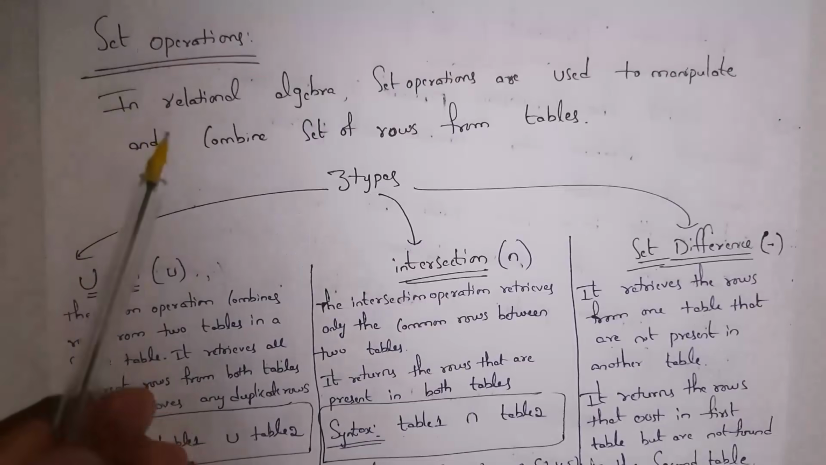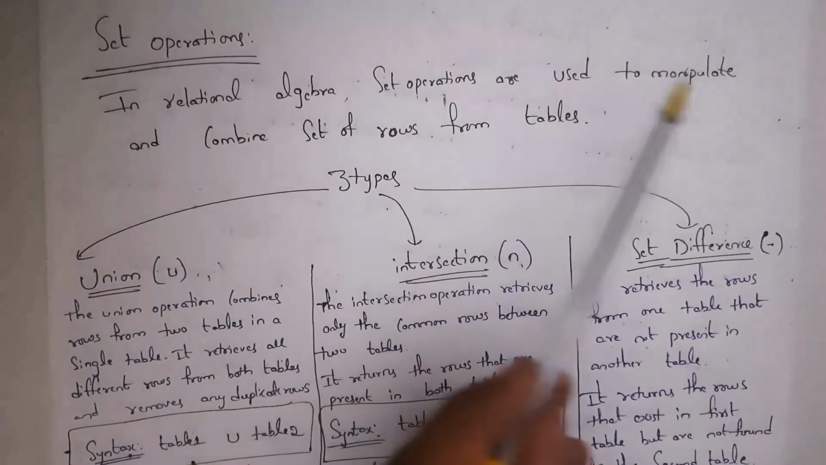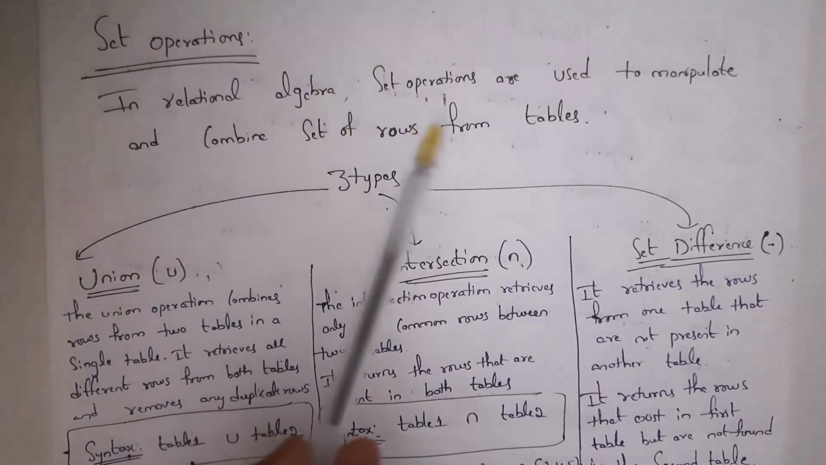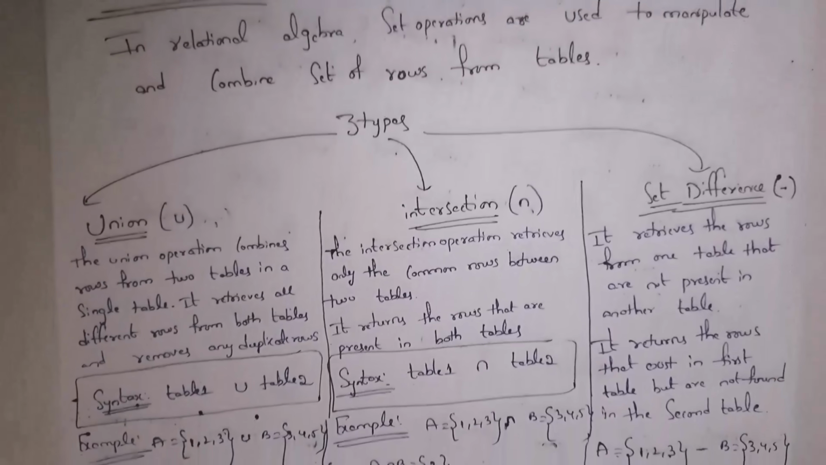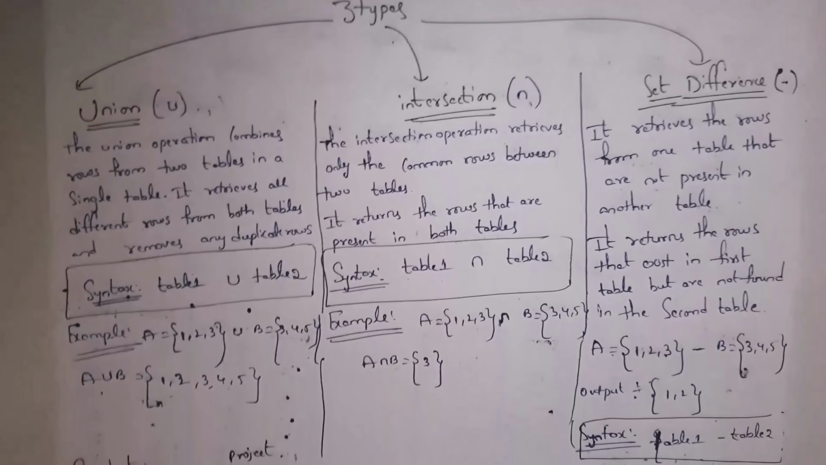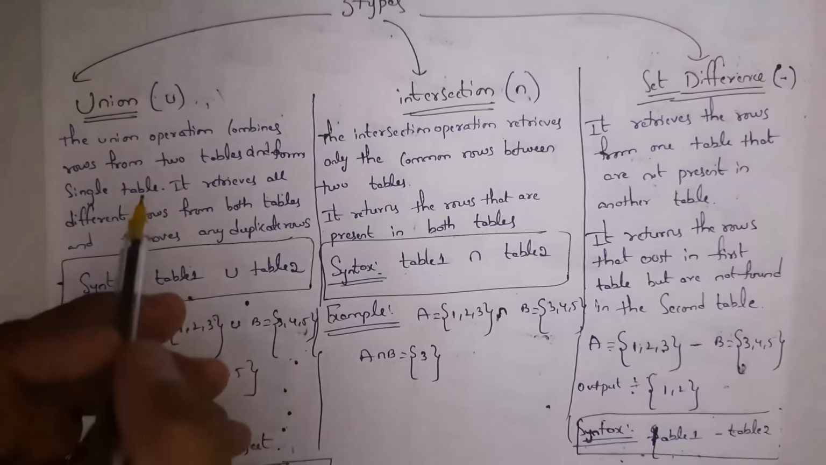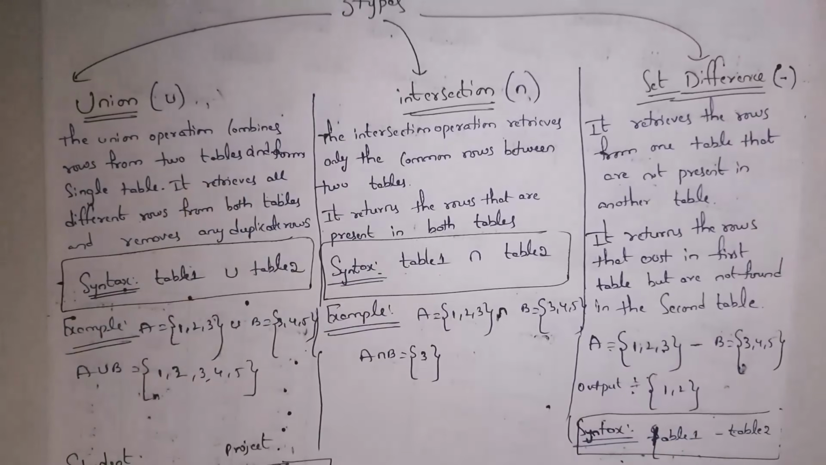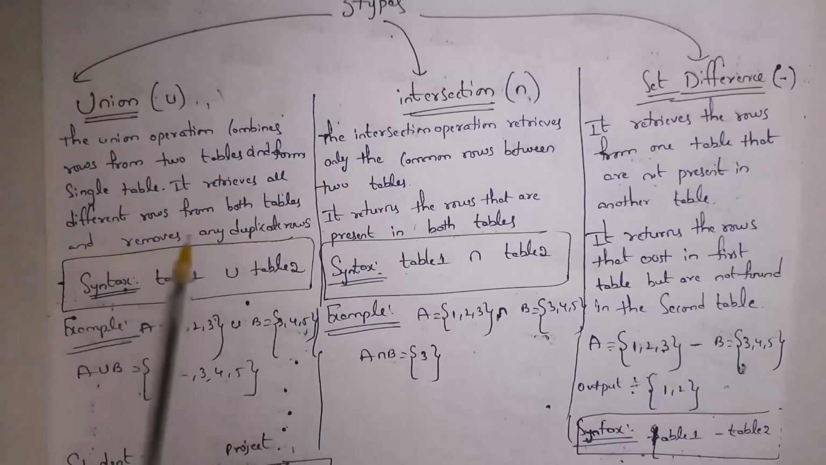This is definition of set operations. In relational algebra, set operations are used to manipulate and combine set of rows from a table. Set operations are classified into three types. They are union, intersection and set difference. I will explain each of them. At first I will explain what is union operation. The union operation combines rows from two tables and forms a single table. It retrieves all different rows from both tables and removes any duplicate rows.